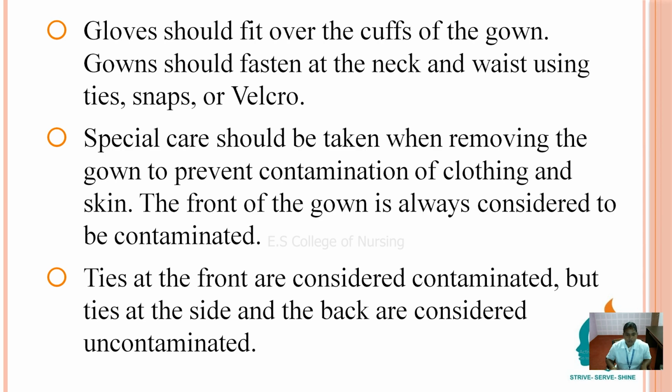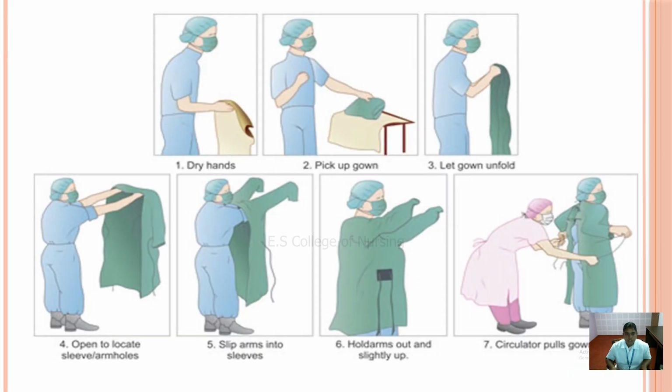So first we want to remove the ties. Ties at the front are considered contaminated, but ties at the side and the back are considered uncontaminated. So these are the steps. First we want to dry the hands, pick up the gown, let the gown unfold and open to locate the sleeves or armholes. Slip arms into the sleeves, hold arms out and slightly up, and lastly the circulating nurse pulls the gown on.